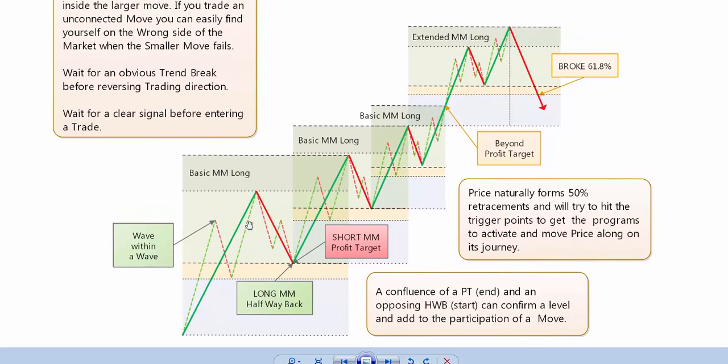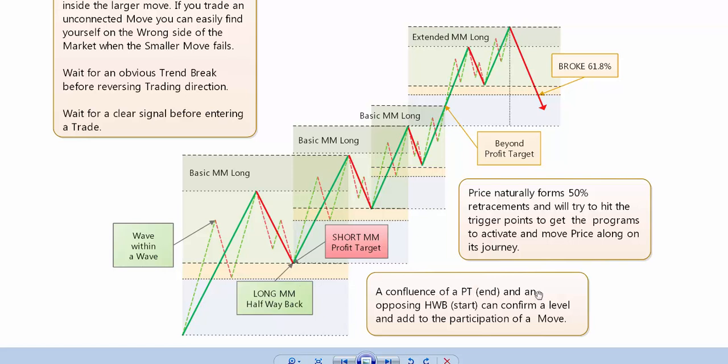Again, this is a series of basic measured moves, a basic measured move long, which turns into an extension, a new extension. You can see all the fractals inside of it, defending, running into targets, and then it broke its 61.8% line. This is a trend change. Price naturally forms around 50% retracements, and will try to hit the trigger points to get the programs to activate and move price along its journey.